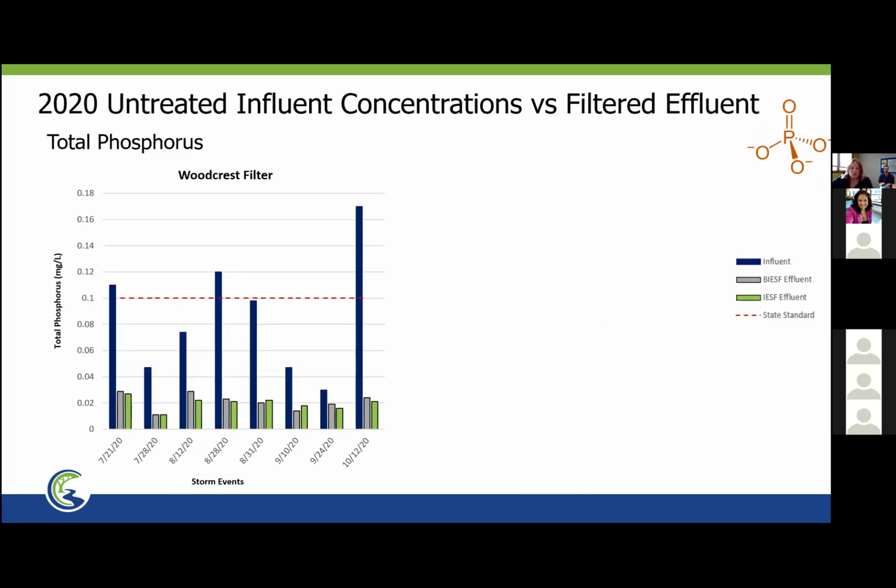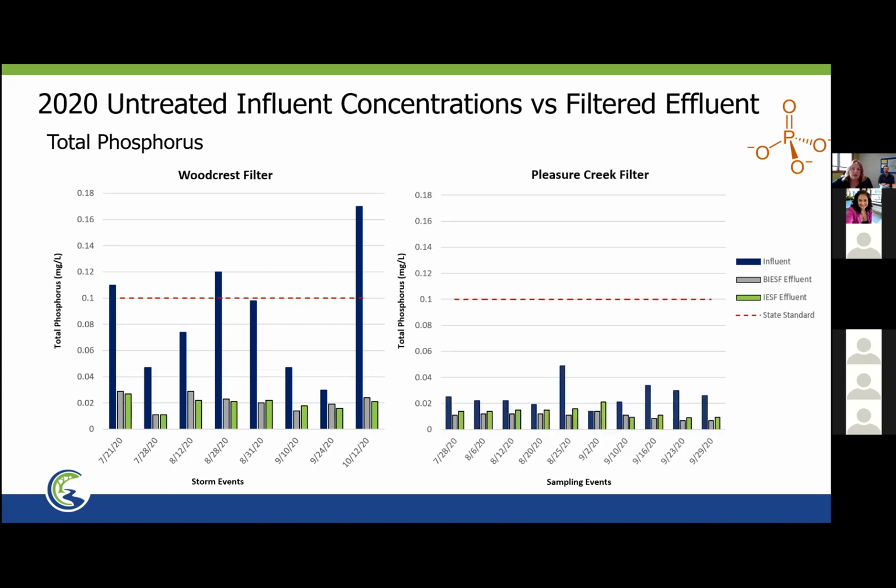So when looking at total phosphorus at Woodcrest filter, same type of graph, but now for phosphorus, the state standard is 0.1 milligrams per liter. So you can see that incoming water often exceeds that standard, and our filtered water is generally pretty good, 0.02, I'd say on average. And here the green and the gray bars are quite similar to each other. There's not an obvious difference of what type of filter media is outperforming the other.